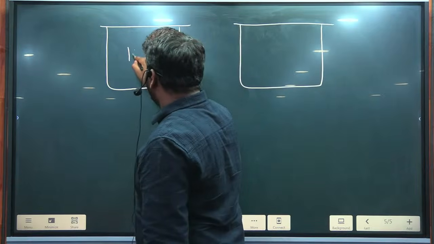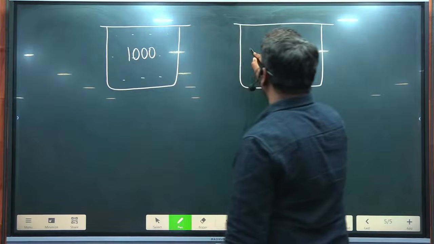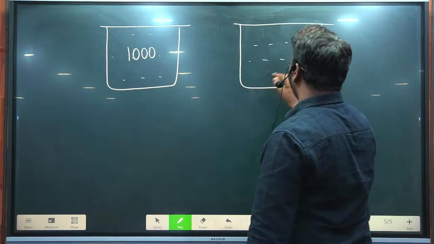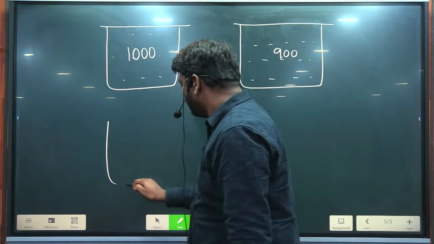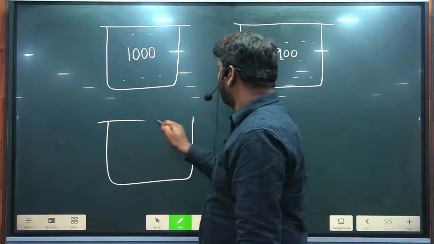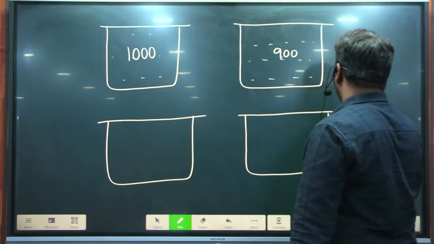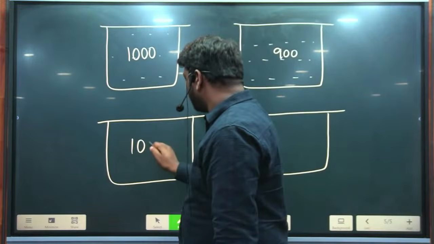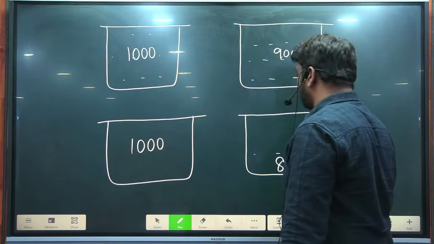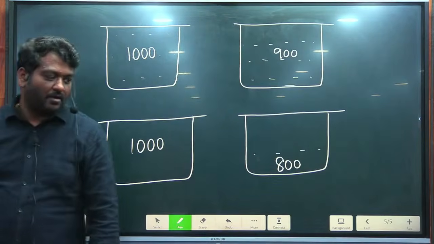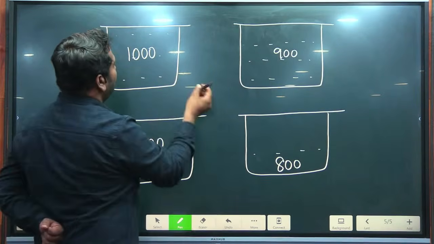In this, I have 1000 particles. In this, I have 900 particles. Again, here I have 1000 particles. Here I have 800 particles. Okay. Now, how much is the difference? 100. 100.